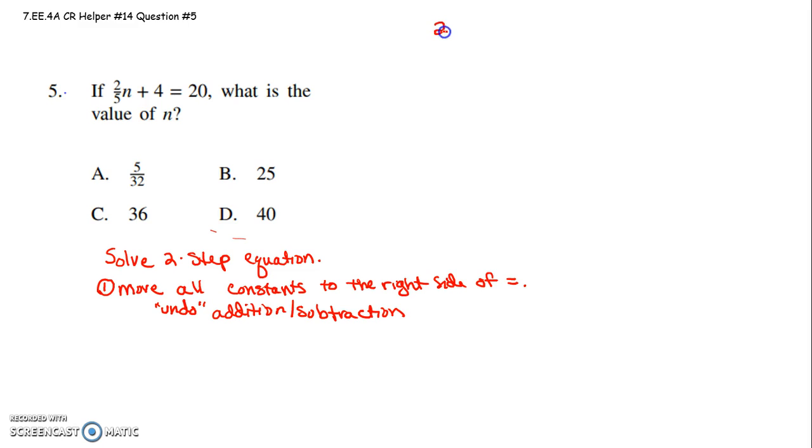All right, so if we have 2/5 n plus 4 equals 20, our first step is to move this constant of 4 over to the right-hand side of the equal sign. And we do that by undoing this addition. What's the opposite of addition? The opposite of addition is subtraction. So in order to zero out this 4 here, I have to subtract 4.